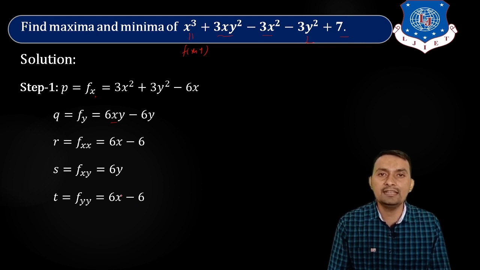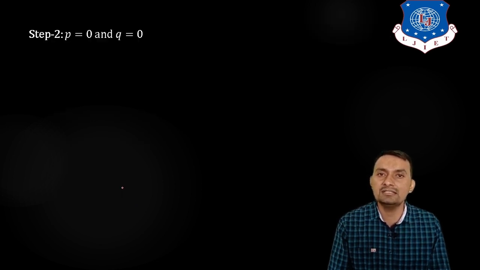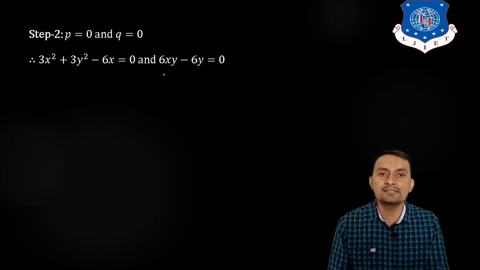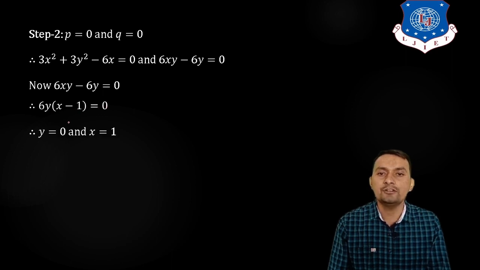Now for the critical, or you can say stationary point, we need to consider p equal to 0 and q equal to 0. So this is p and this is q. But from this, we can say 6y is common, so we get y times x minus 1 equal to 0. So from this, we can say y is equal to 0 or x is equal to 1. When I put y equal to 0 and x equal to 1 in the equation, we get two different cases.